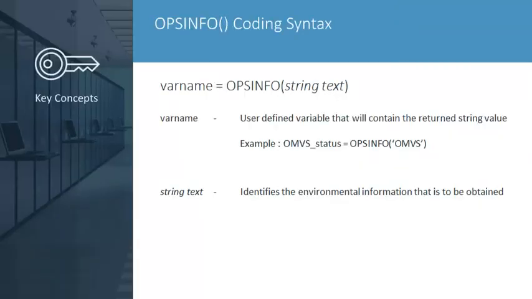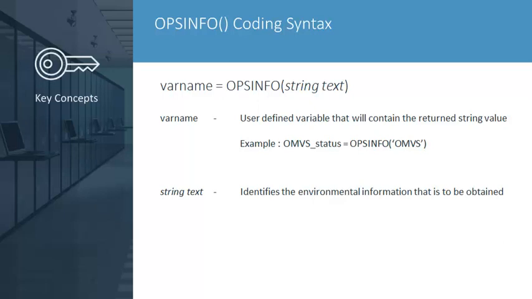A user-defined simple variable name, or var name, is commonly coded to invoke the OPSINFO function. The name of this variable should reflect the type of data that is to be obtained and returned by the function. For example, if the OPSINFO function is being used to obtain the current status of OMVS, a variable name such as OMVS_status would logically define this data. In this example, the OMVS_status variable would have the possible values of ready or not ready based on the current state of OMVS at the time the function is executed.